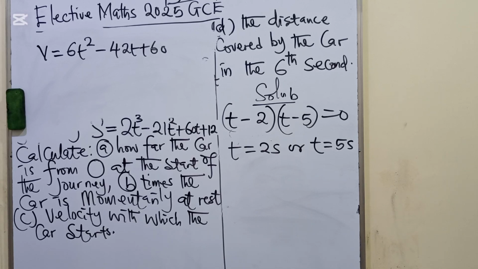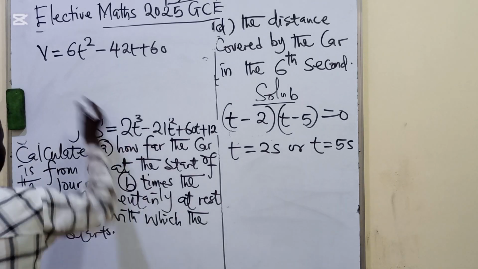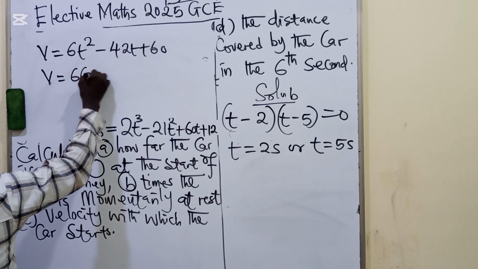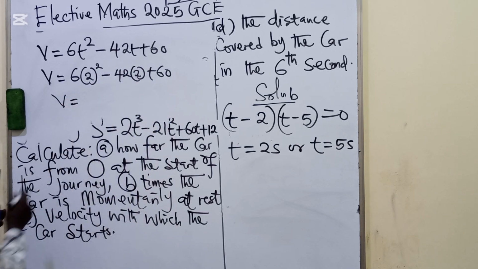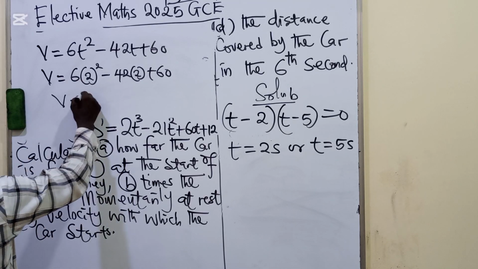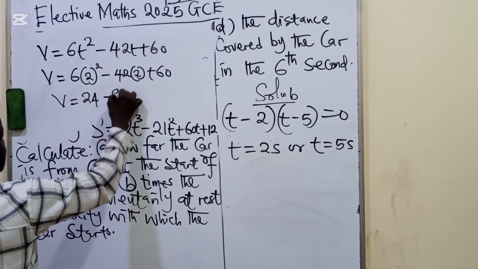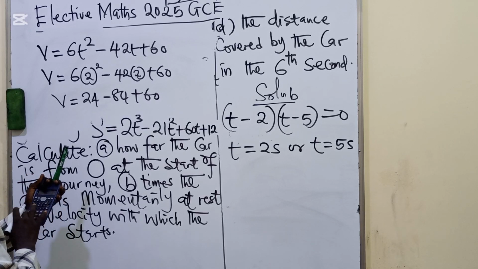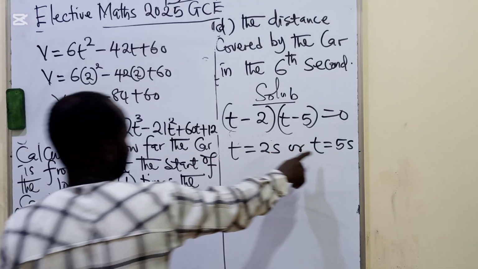So to find the velocity which the car starts with now, we use this time when t is 2 and when t is 5. Let's substitute. This will be 6 into 2 squared minus 42 times 2 plus 60. V now will be 4 times 6, that's 24, minus 42 times 2, that's 84, plus 60. So 24 minus 84 plus 60. When t is 2, the velocity will be 0.